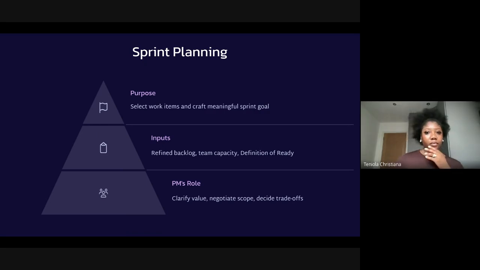As a result, you really want to understand what everyone's capacity is like. If some people have some work that they still need to finish off from the previous sprint, that needs to factor into your planning. And then having a general definition that is understood between everybody about what the definition of ready is. What does it mean when this feature is ready? What does it mean when this ticket is ready? And your role as a PM is to really clarify what the value is, what the purpose of this particular sprint is, negotiate on scope.